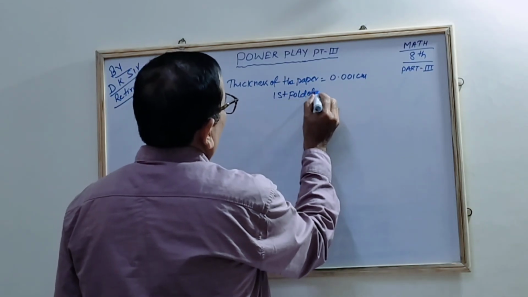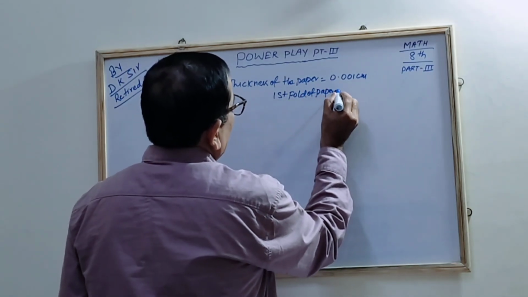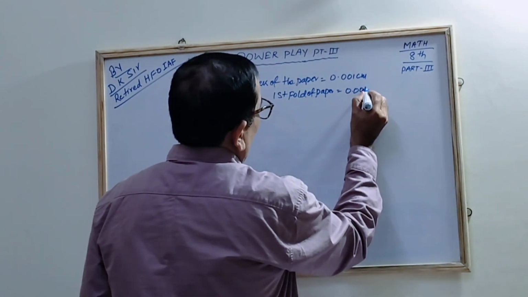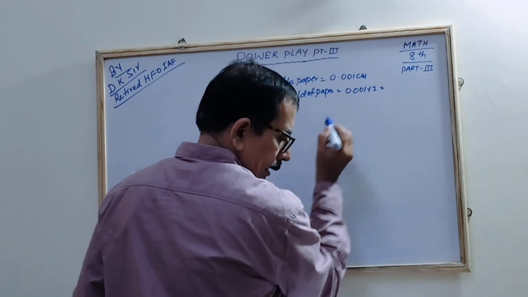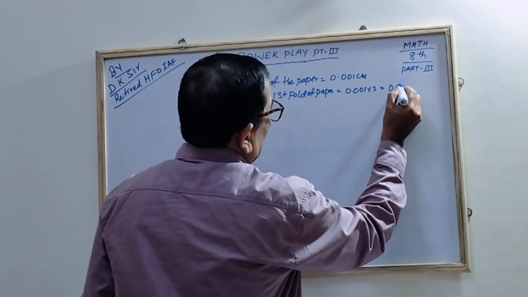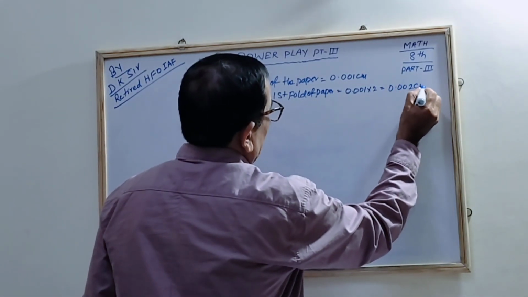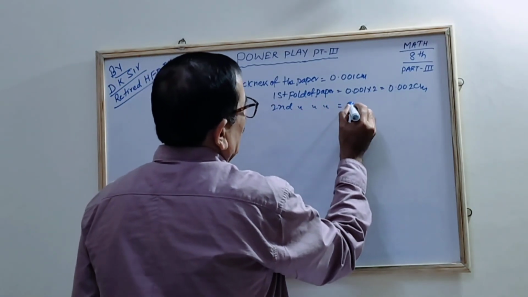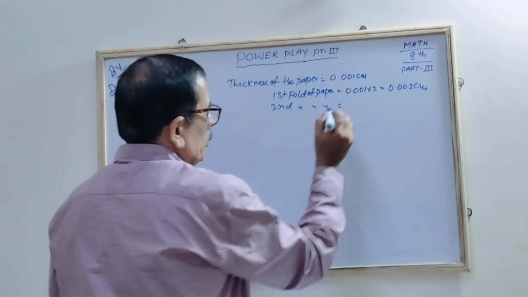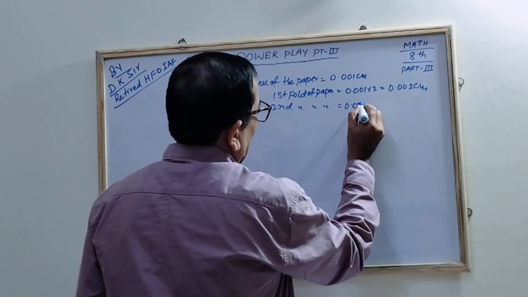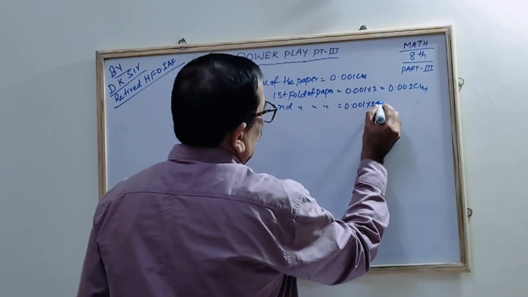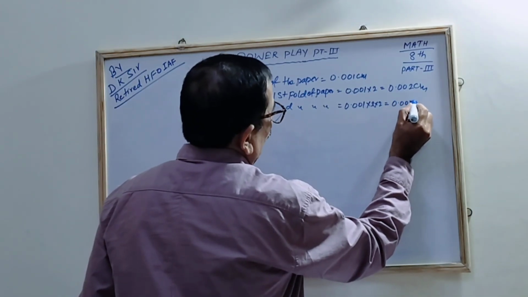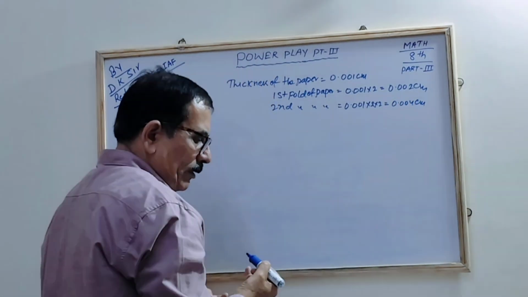first fold of paper, you find that it is going to become 0.001 multiplied by 2, so it will become 0.002 centimeter, correct. When you make the second fold of the paper, it is going to become 2 into 2 you are making, so it is going to become 0.004 centimeter, correct.